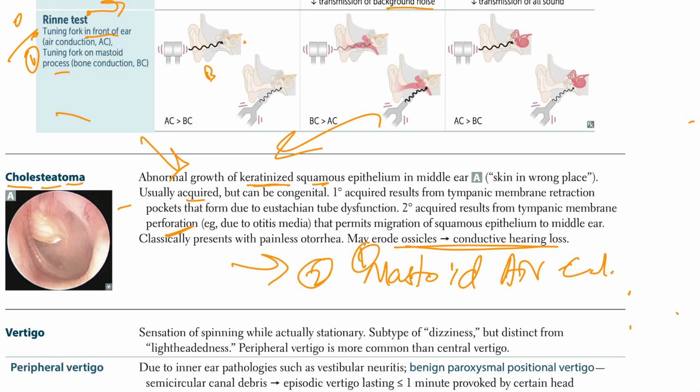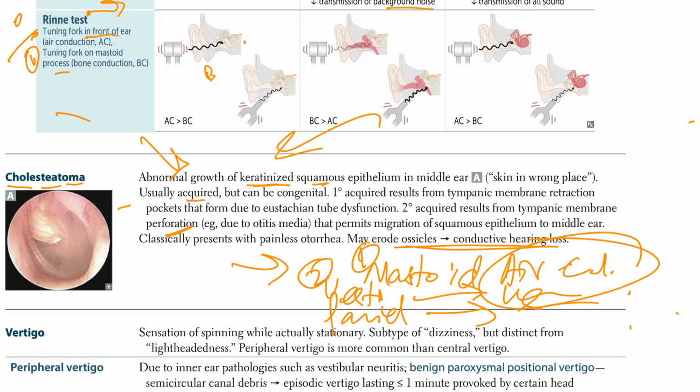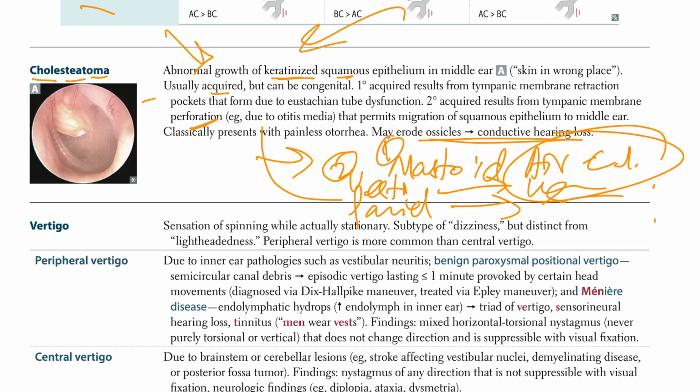It can also go and infiltrate the vestibular apparatus. That's going to cause vertigo. And it can also compress the facial nerve or damage the facial nerve, causing facial palsy. So all of these are the complications of this. So let's just review this and move on to the next one. Let's move on and review it at the end.